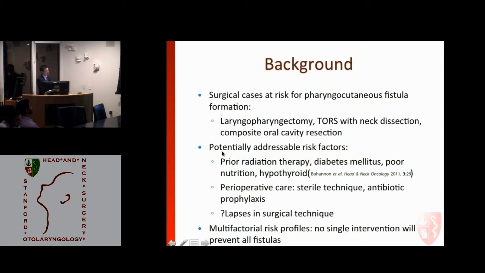What are some of the risk factors that we could address for these patients? Prior radiation therapy, obviously unavoidable, but to be cognizant of it. Diabetes, we had a patient earlier this year that we did a floor of mouth and hemiglossectomy resection and then radial forearm free flap reconstruction. And she had a wound infection post-operatively.